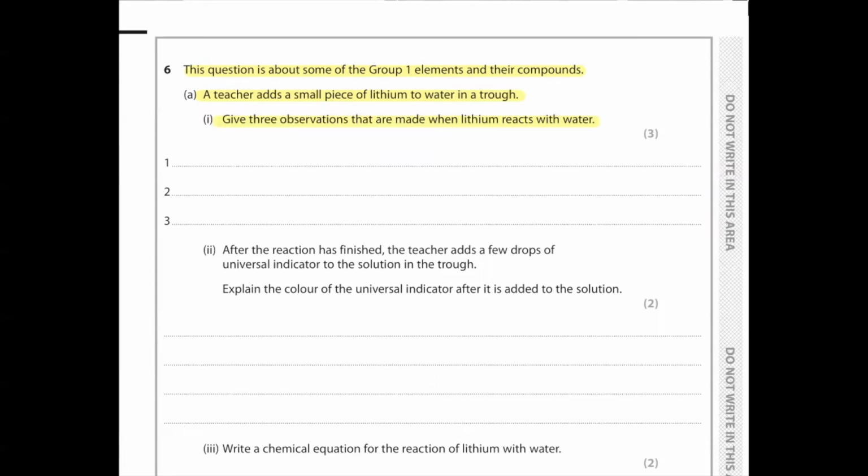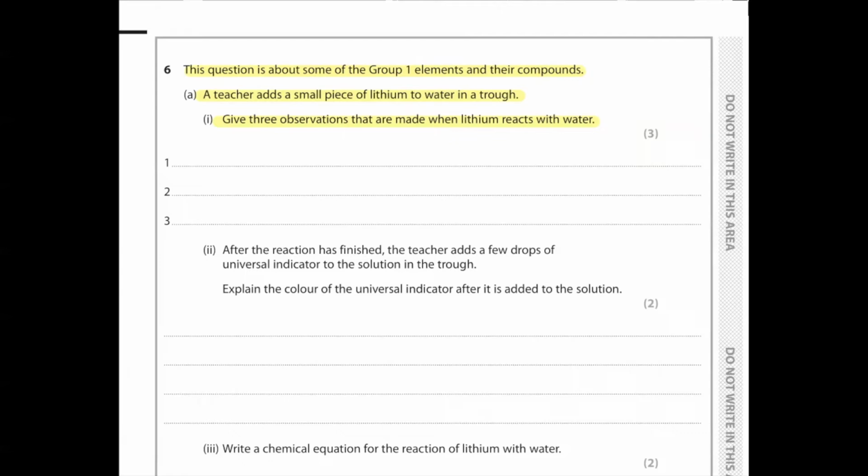So first of all, when the lithium reacts with water, it will produce a lot of effervescence. It's going to move on top of the water. It's going to float on top of the water. It's going to become smaller, and at some point it will disappear, and it will also produce a trail of steam because it is reacting at a pretty high temperature.